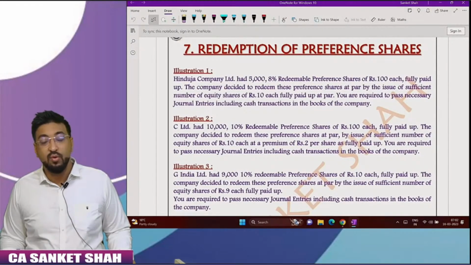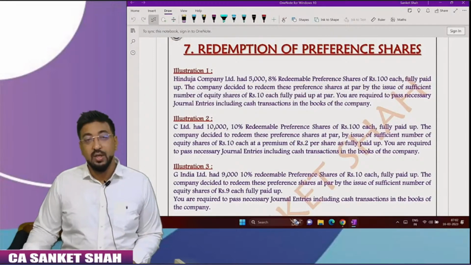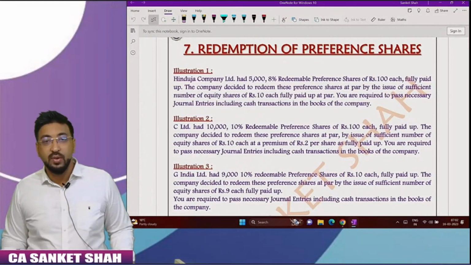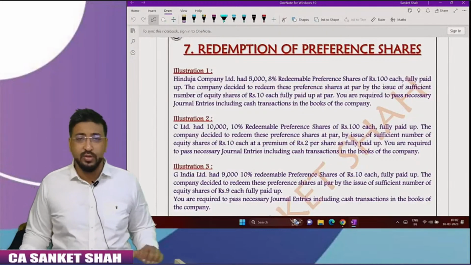Bonus shares have two options: fully paid up bonus shares and partly paid up bonus shares. In case of fully paid up bonus shares, your entries will be: capital redemption reserve account debit, security premium account debit, general reserve account debit, P&L account debit, to bonus to equity shareholders. And bonus to equity shareholders account debit to equity share capital.